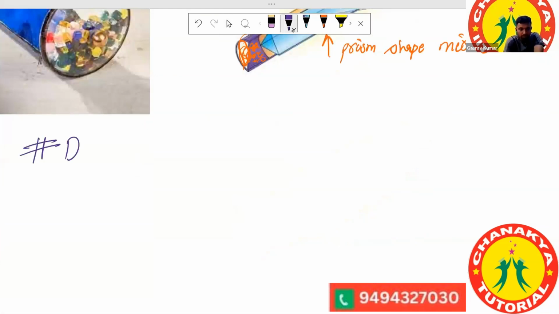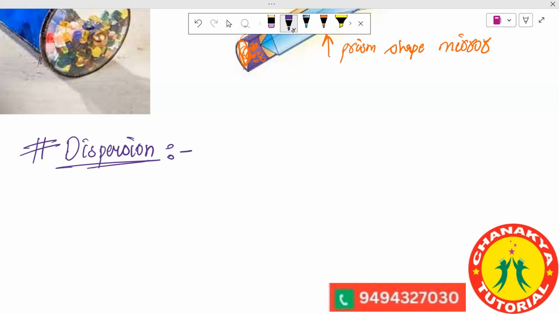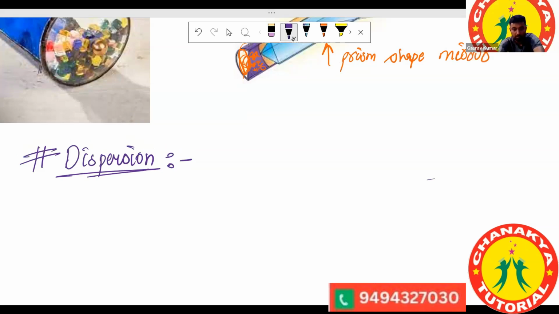Next we will talk about dispersion. Can you tell me how we can see a rainbow? There is a rainy day, and on a rainy day, when sunlight comes out, then you can see a rainbow. Can you tell me how this rainbow is formed? Sir, white light passes through the water drop and it splits into 7 colors. Good, correct.